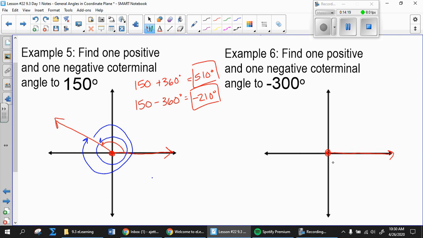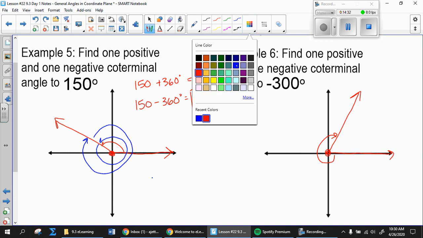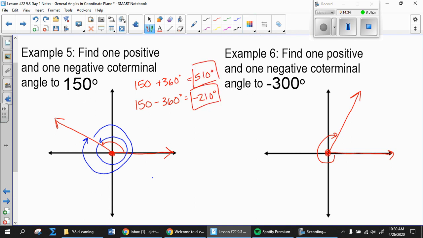So negative means I'm going clockwise. 300 is more than 270, but less than 360, so it's going to put me right here. And then I'm going to do the exact same thing. In order to get a positive coterminal and a negative coterminal, I'm going to add 360 to it. I'm going to subtract 360 from it.